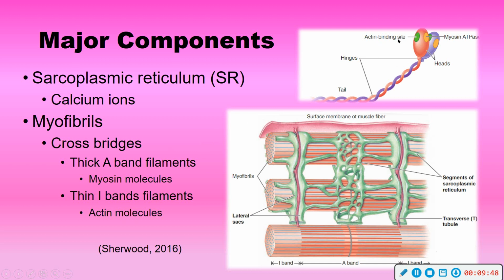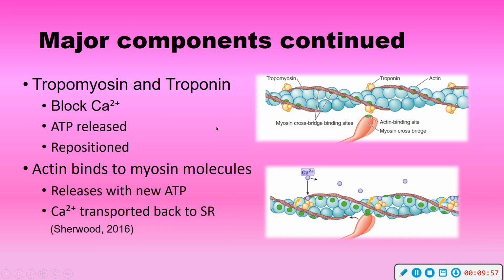Now, for these two molecules to combine, something has to happen, and calcium is a part of it. So, on that thin filament, there is not only actin, there are also two more proteins called tropomyosin and troponin. Those two together actually prevent calcium ions from being released out of that sarcoplasmic reticulum. So if those two proteins are in a certain position, calcium cannot be released, which means there is no binding that occurs.